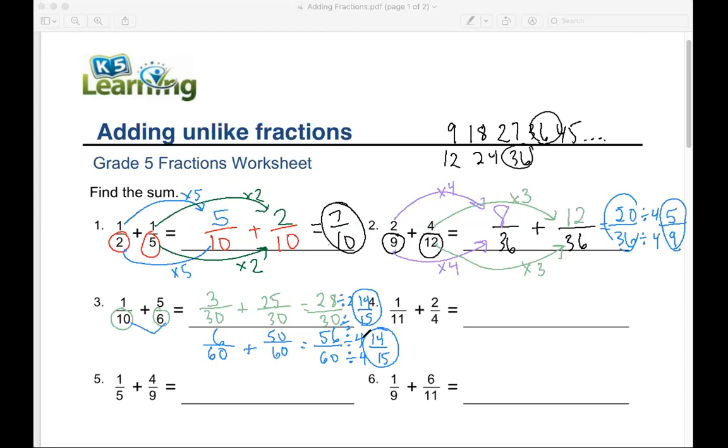What do you think about number 4? What would their common denominator be? What should we use? Between 11 and 4. Feel free to unmute. 44. Thank you. Yes, it's 44.